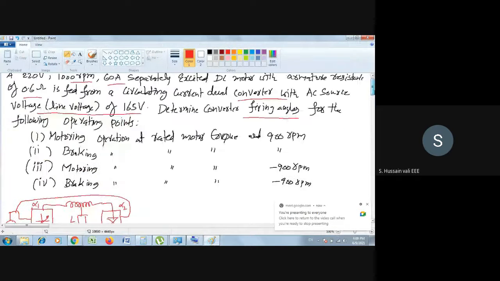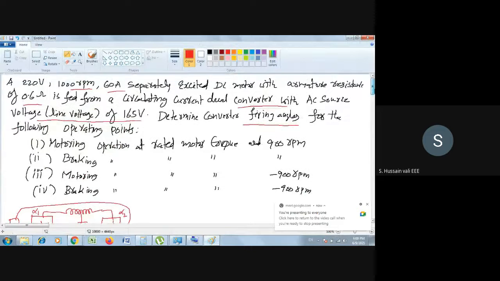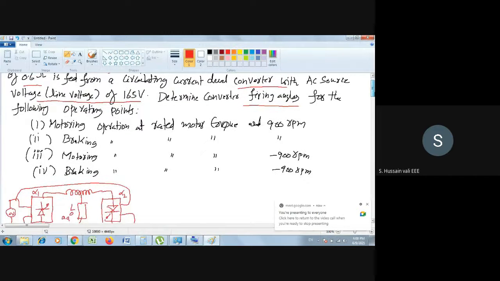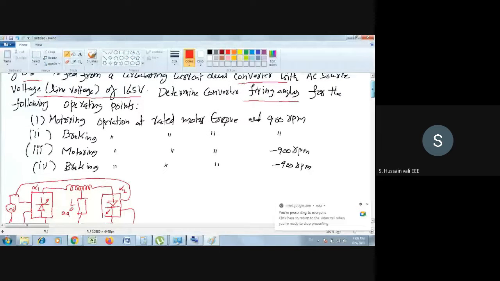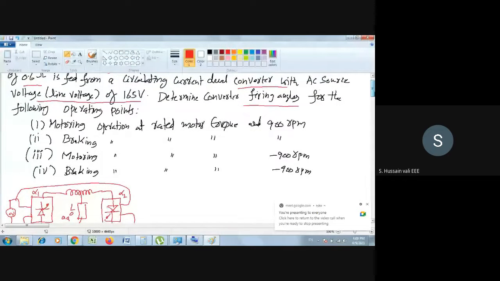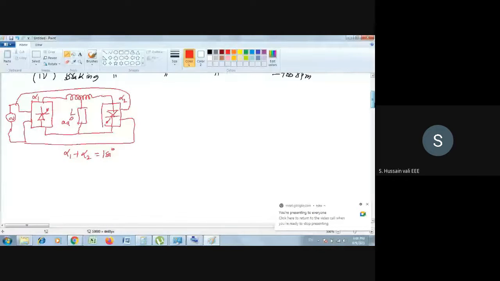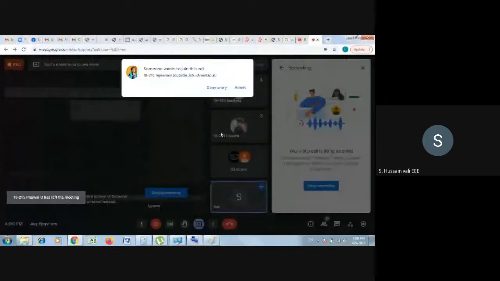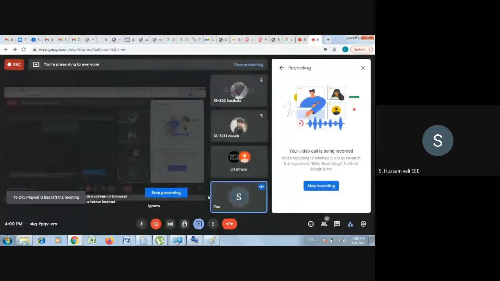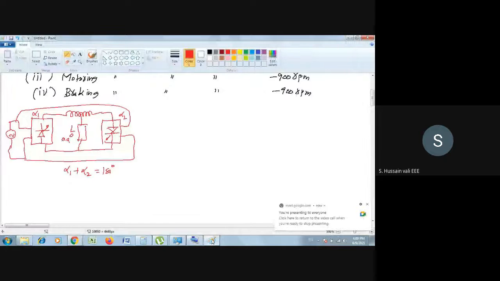Okay, and then the motor ratings he has given, and he said that the supply line voltage he has given is 165 volts. Then what is he asking? He's asking you to determine the converter firing angle for the following operating conditions. So you have two firing angles, alpha 1 and alpha 2. So your job is to find both alpha 1 and alpha 2 for four problems. He has given four problems. For all the four problems, we will solve the converter firing angles.